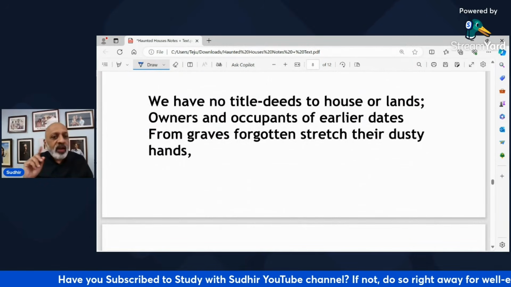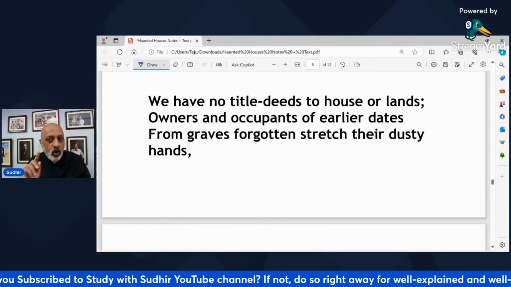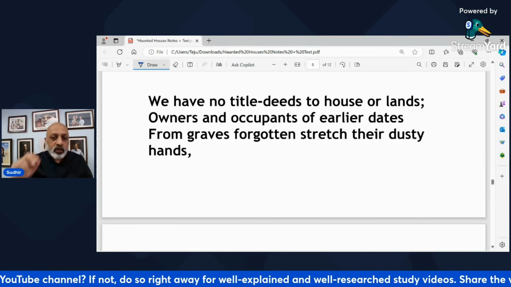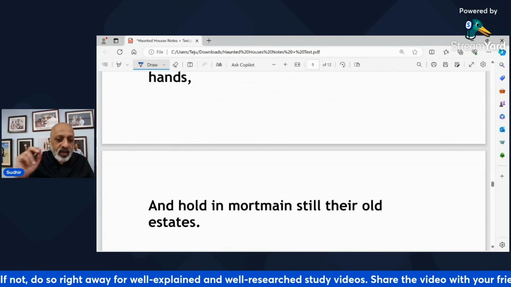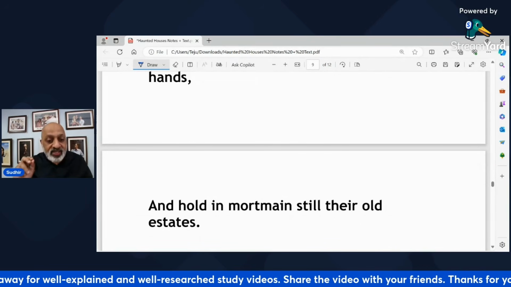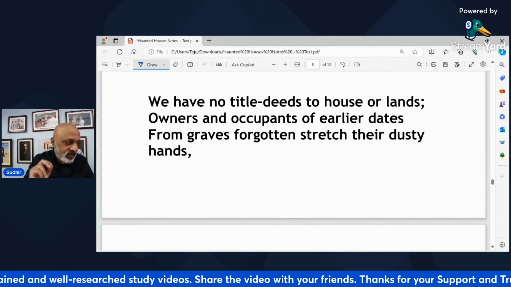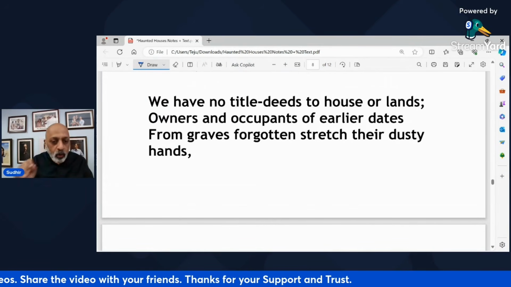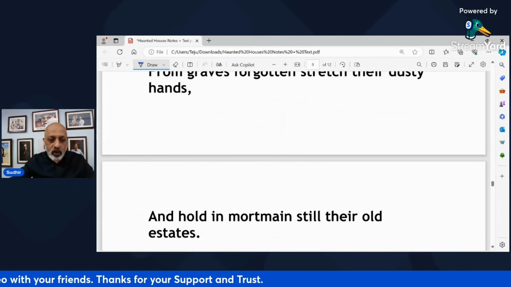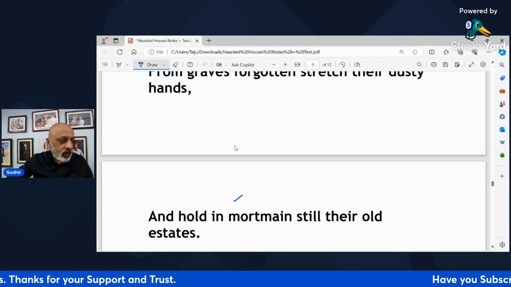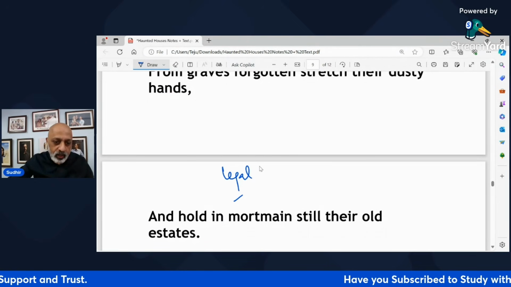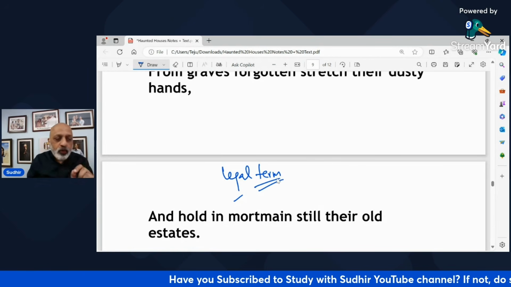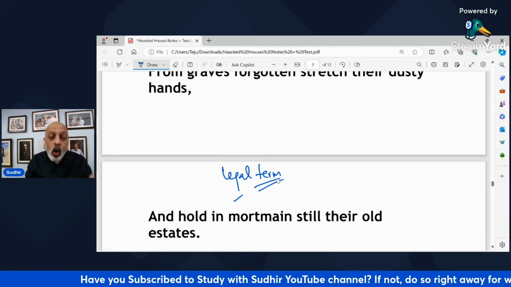Stanza 5. We have no title deeds to house our lands. Owners and occupants of earlier dates from graves forgotten stretch their dusty hands and hold in mortmain still their old estates. Now, what is he saying? Now it starts getting a little more complex. Mortmain, this particular word out here, what does it mean? It is a legal term which refers to property that cannot be sold or transferred.